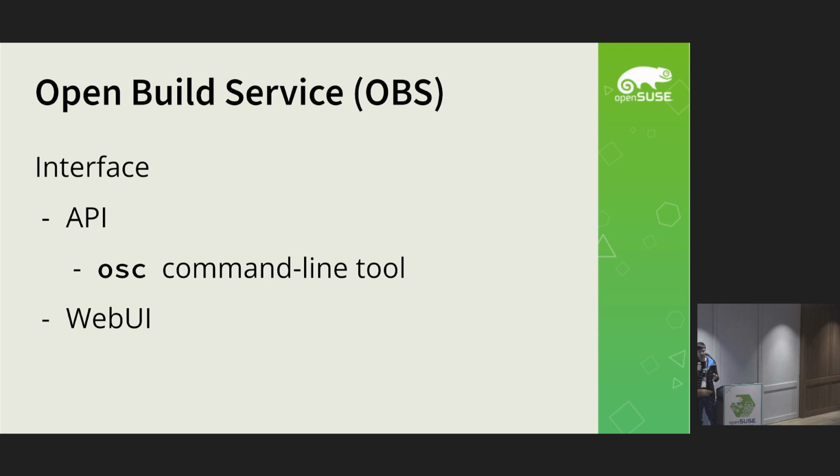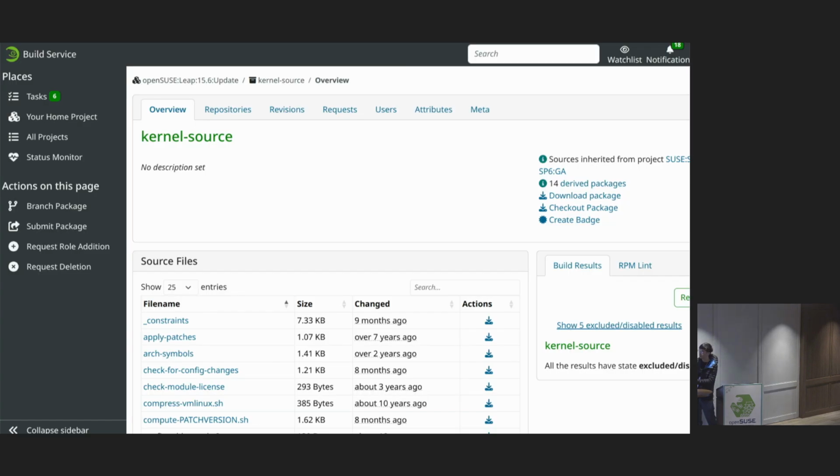And the Open Build Service provides two interfaces. One is the API interface. Usually you interact with that using the osc command line tool. But it also has a web UI, which is really nice. I find it very intuitive, and you can get almost all the work done just by using the web interface.